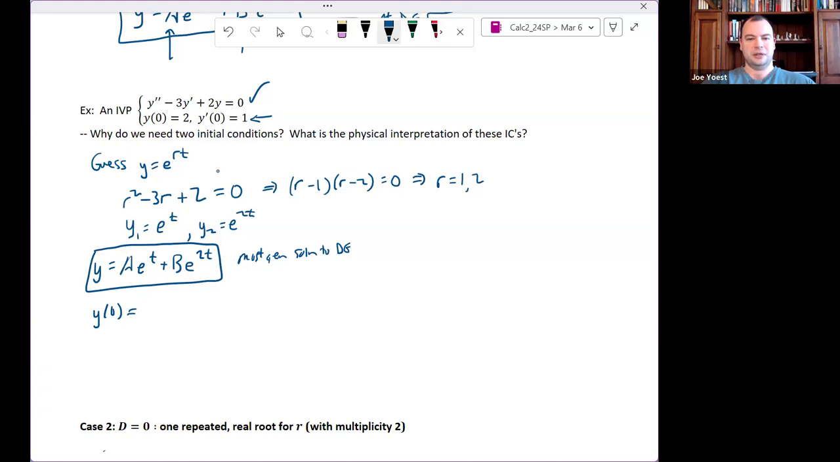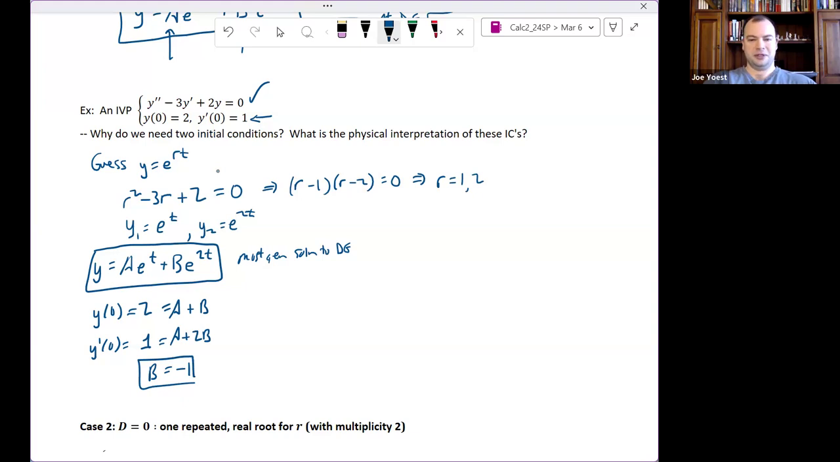What's y of 0? On one hand, it's got to be 2. On the other hand, it's a plus b. What's y prime of 0? On one hand, it's got to be 1. On the other hand, y prime is just a e to the t plus 2b e to the 2t, so a plus 2b. If I subtract the first equation from the second, a minus a goes away, 2b minus b is b, and 1 minus 2 is negative 1.